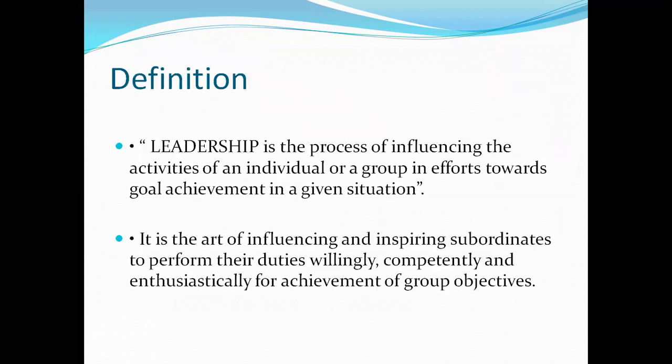Again, let's repeat the definitions of leadership. Leadership is the process of influencing the activities of an individual or a group to achieve the goals of an organization in a given situation. And it is an art of influencing and inspiring subordinates to perform their duties willingly, competently, and enthusiastically for achievement of the goal of the group objectives.